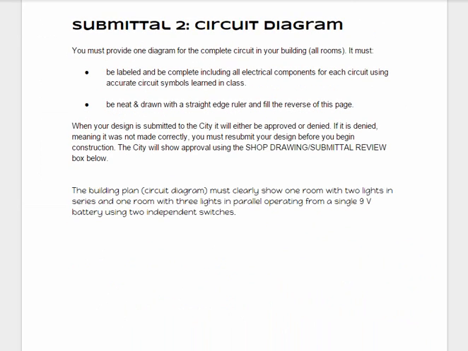You must provide one diagram for the complete circuit in your buildings. That's all your rooms. It must be labeled and completed according to all the electrical components for each circuit, using accurate circuit symbols learned in class. It must be neat and drawn with a straight edge ruler and fill the reverse of this page. When your design is submitted to the city, it will either be approved or denied. If it's denied, it means that it was not made correctly. You must resubmit your design before you begin construction. The city will show approval by using the shop drawing / submittal review box below.